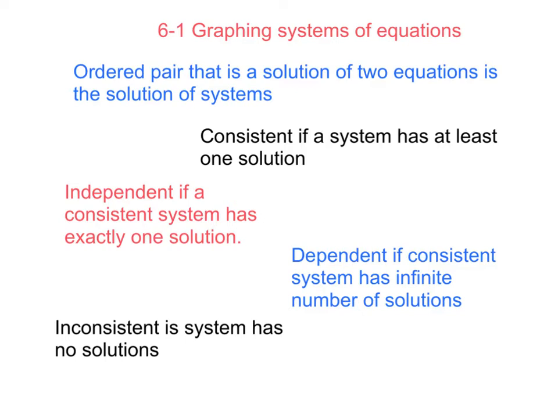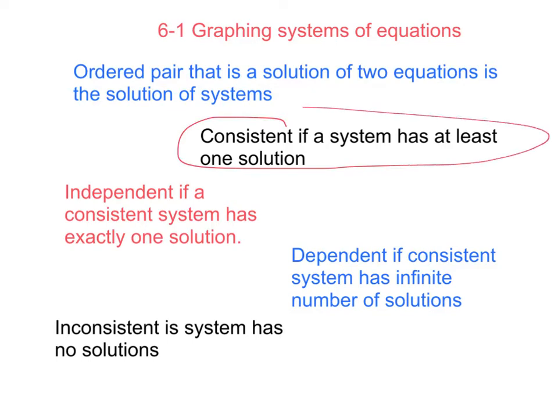So an ordered pair that is a solution of two equations is the solution of the system. So if you have an ordered pair that makes the equations true, then that means that it lies on the lines. So if an ordered pair makes both equations true, then the lines would intersect at that point. A system is consistent if it has at least one solution.